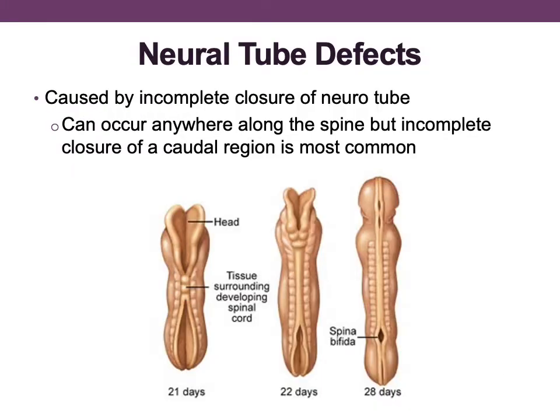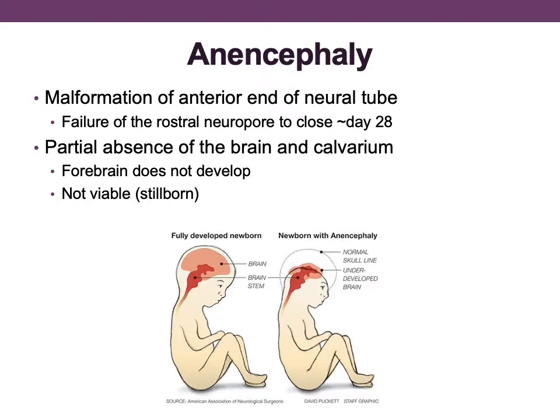Neural tube defects are caused by an incomplete closure of the neural tube. It can occur anywhere along the spine, but incomplete closure of the caudal region is the most common area. Anencephaly is malformation of the anterior end of the neural tube.